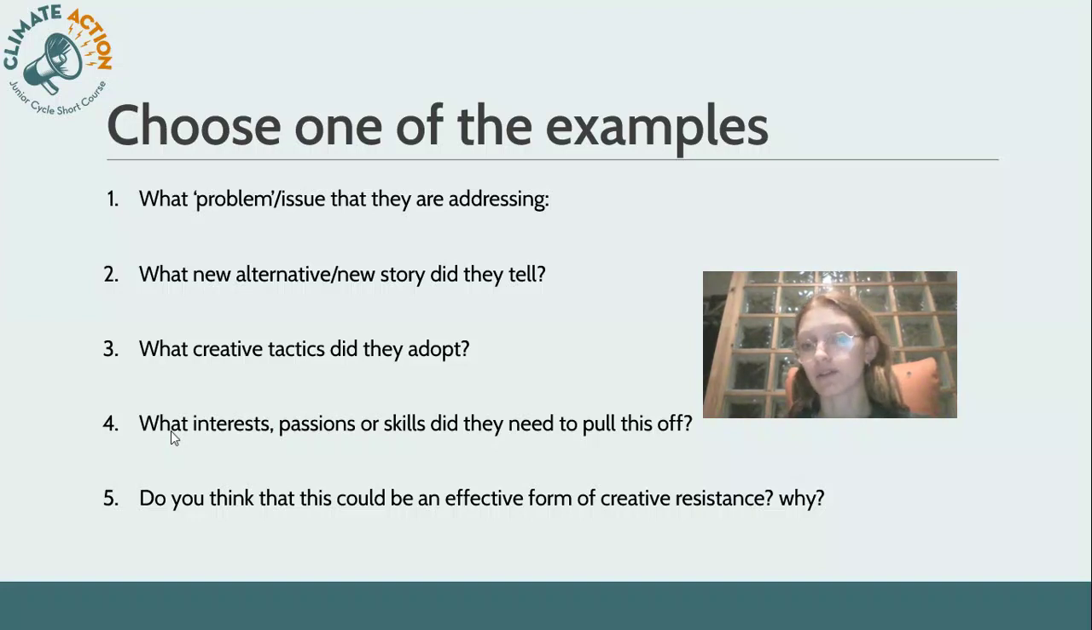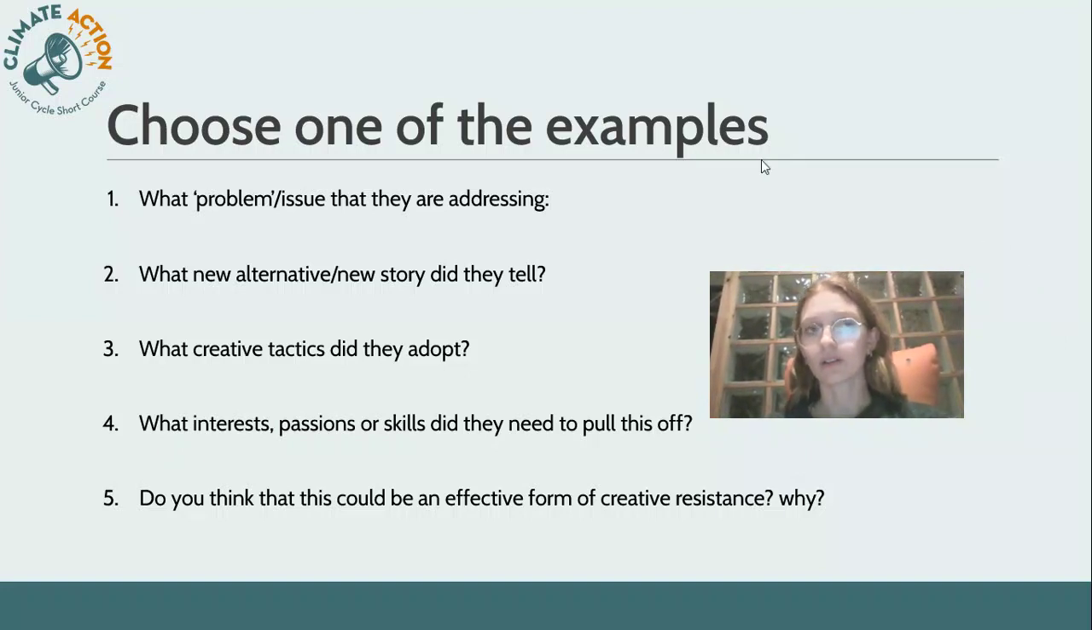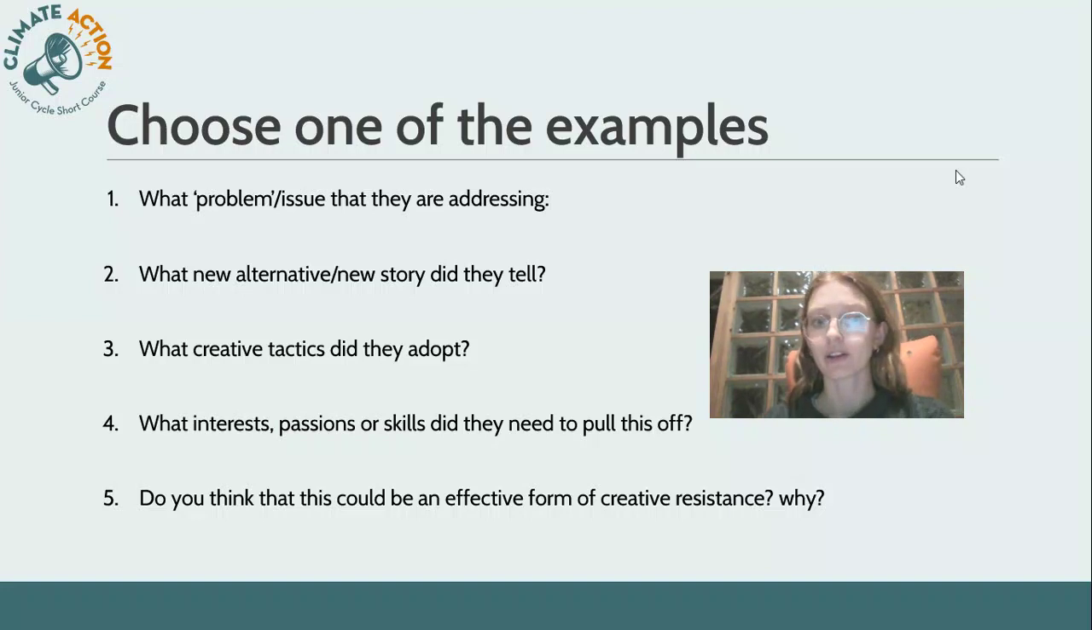And do they think it could be an effective form of creative resistance? So it's just in groups or individuals, ask them to have this conversation, and then you can chat to them afterwards. The second part of this week, and again, these activities are all suggested. You don't have to do them all, especially if you feel like you're not going to have time to do them.